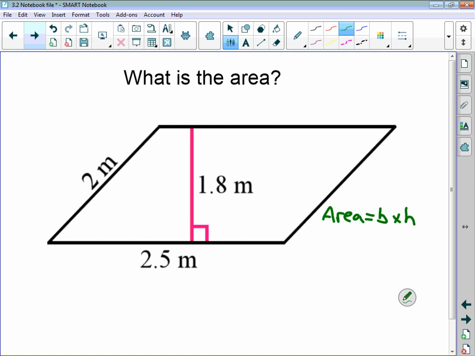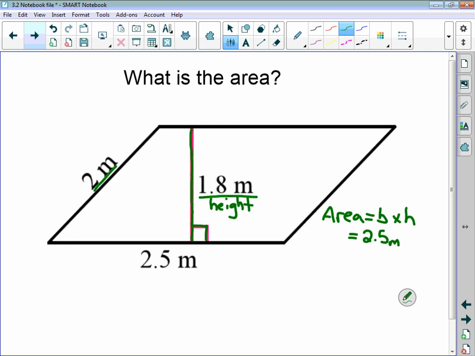So where is our base? Well, we can look here and we can see, okay, well, our base is along the bottom here, and it's 2.5. So area is equal to 2.5 as a base. That's meters. And our height, well, we have the 2 meters along the side here, but that is not what is going perpendicular. We have this line here, that I'm drawing as green. This little box tells us that it is perpendicular from our base, and it is 1.8 meters, so this is our height.